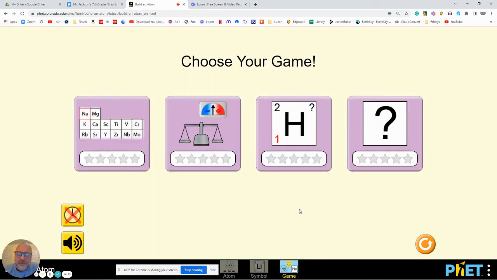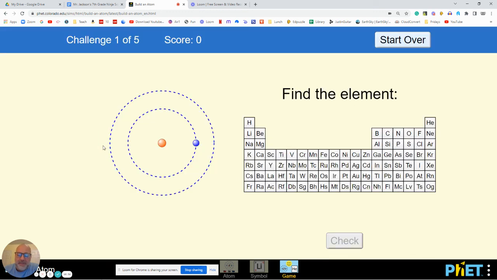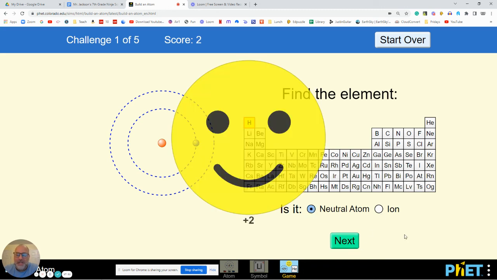There are 4 games for you to play that you can click on down here. So you can go through the different games, right? And it's kind of fun, like find the element. So for this one, look, there's one proton, so it's going to be hydrogen right there, right? And then they're asking you, is it a neutral atom or is it an ion? Well, look, it's got one proton, one electron, so it's going to be neutral, right? It's not an ion with a charge, and it's happy. Yay. So go through those 4 games and just play for a while, experimenting with the different elements and having a good time with that.